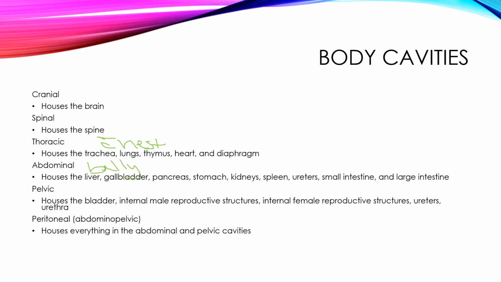So peritoneal, or abdominopelvic cavity. This houses everything in the abdominal and pelvic cavities. So this takes these two right here, and they form the peritoneal cavity together.